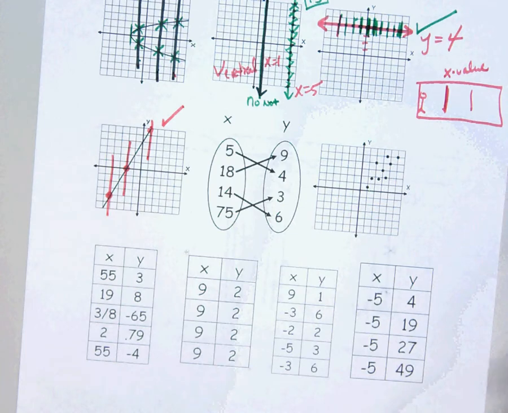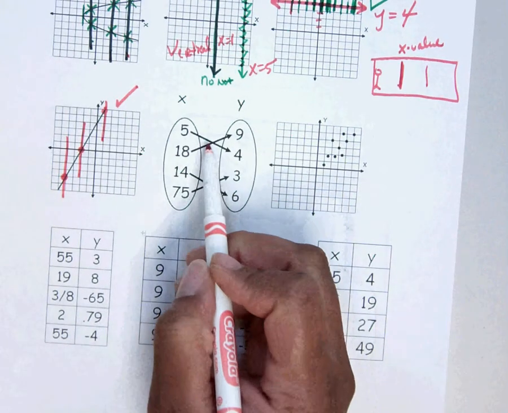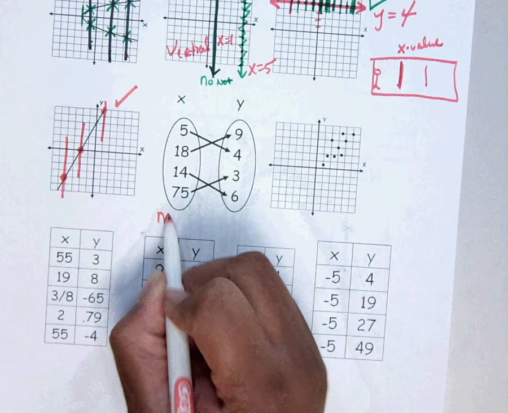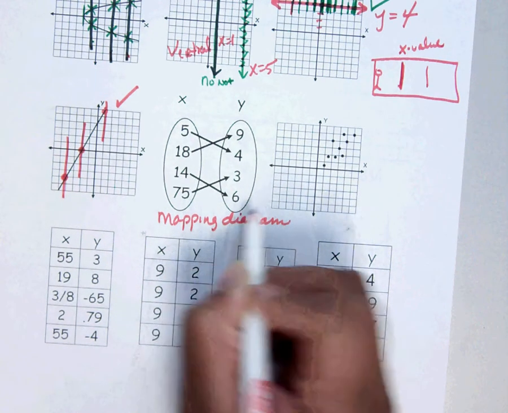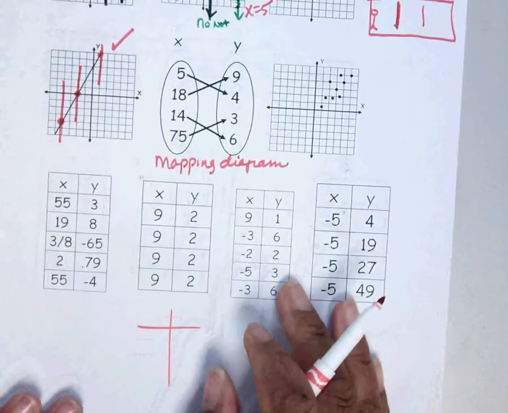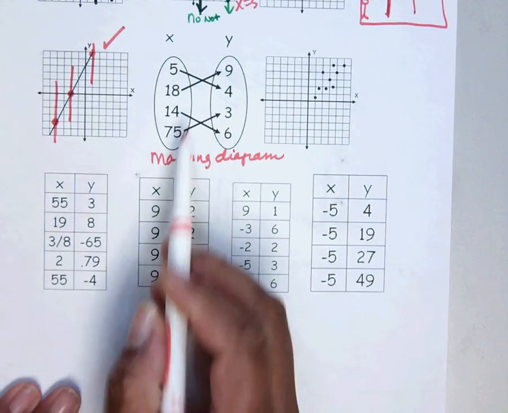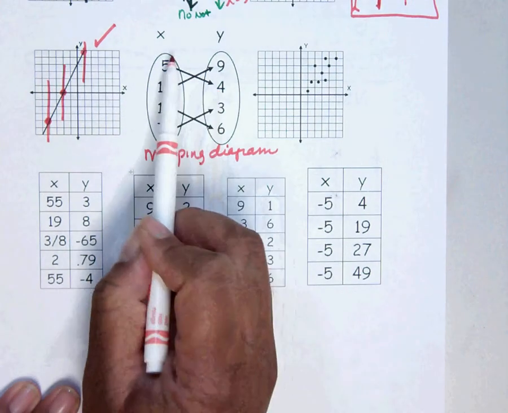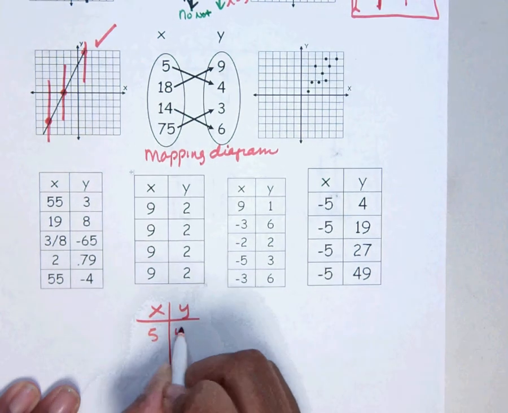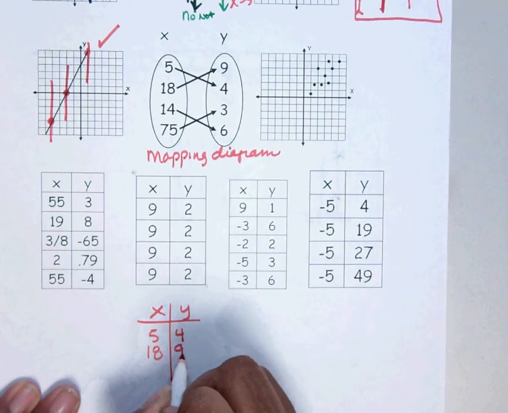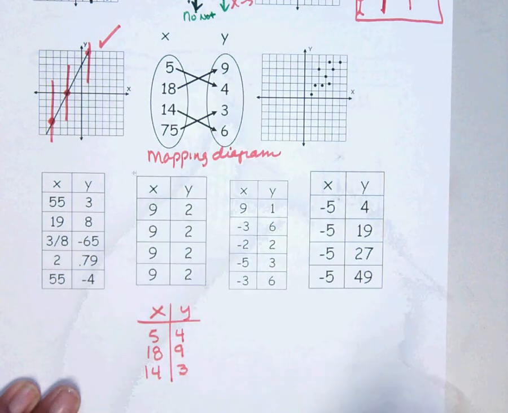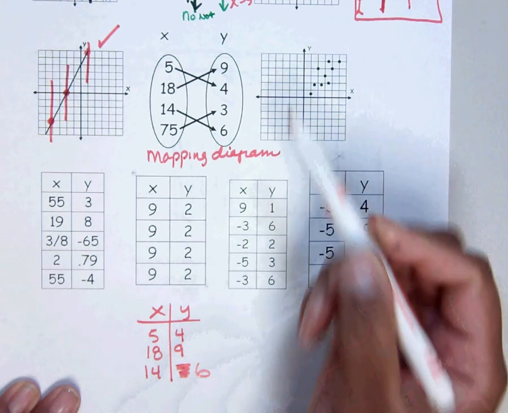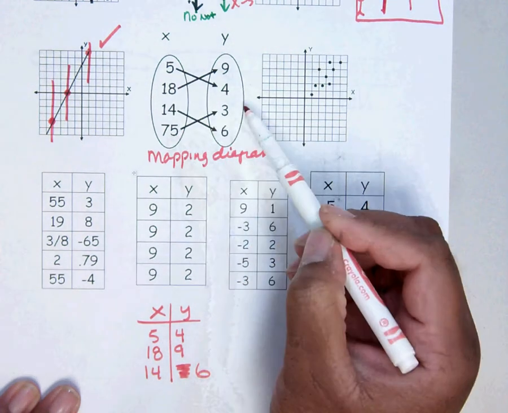It is a function. Here, I know you may not understand what this is, but it's called a mapping diagram. And when you have a mapping diagram, you should draw it out as a table or ordered pairs. And so 5 has an arrow to 4, and this is x and that's y. So this is 5, 4. 18, 9. 14, 3. Excuse me. 14, 6. Come on, Miss Pierce, stop making mistakes. It happens. I need to slow down. And 75, 3.